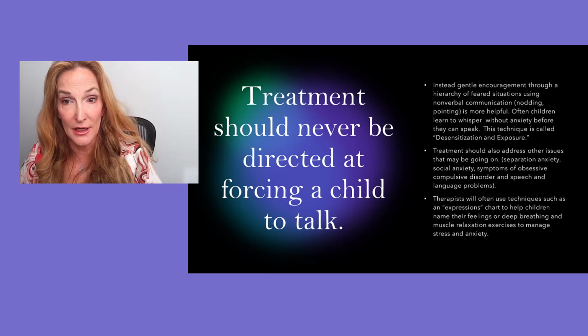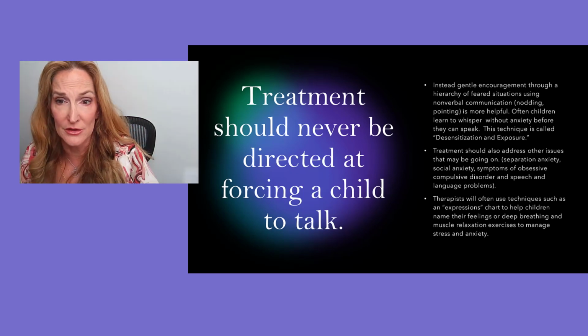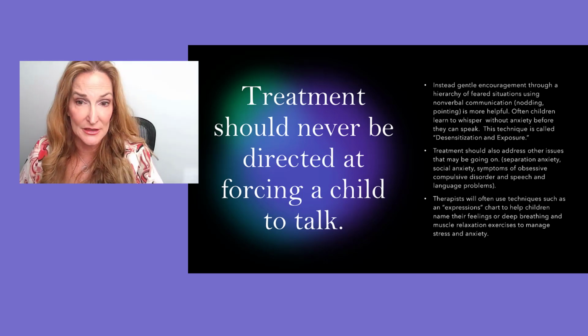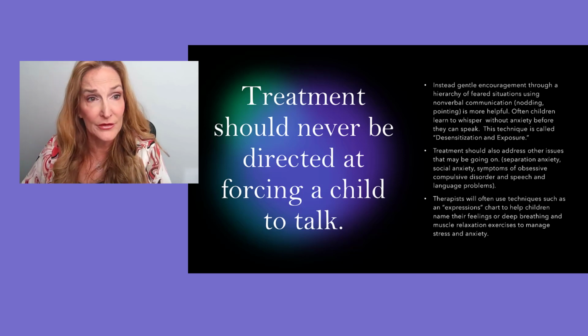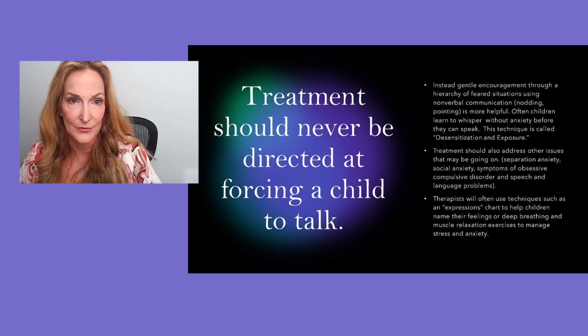Treatment should also address other issues that might be going on. Lots of kids who have selective mutism also struggle with separation anxiety, social anxiety, sometimes obsessive compulsive symptoms, and often speech and language problems, and all of these need to be addressed. In addition, children should be evaluated for other types of therapies and the appropriateness of those. Therapists can use muscle relaxation and facial expression charts to help children to identify their feelings.